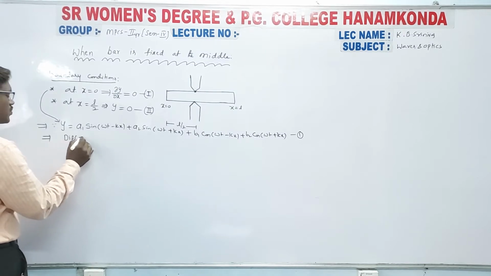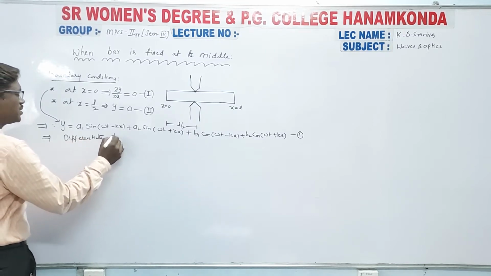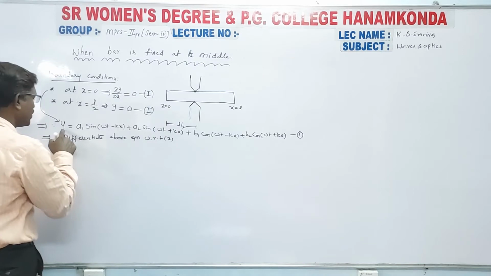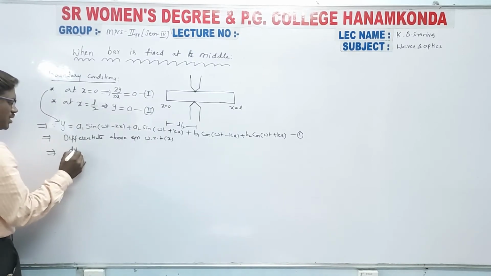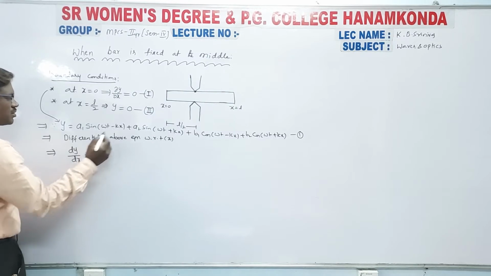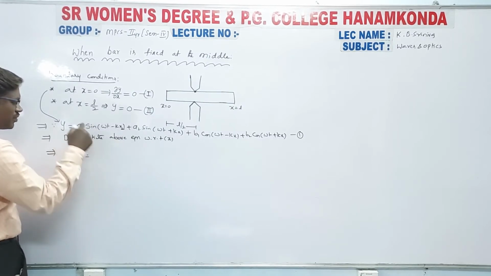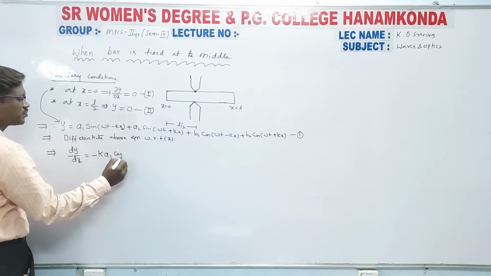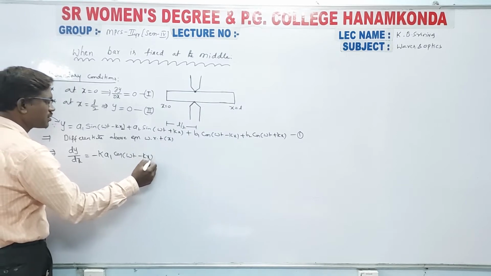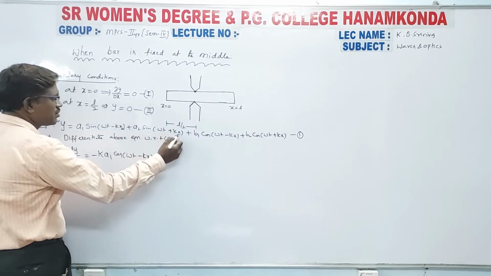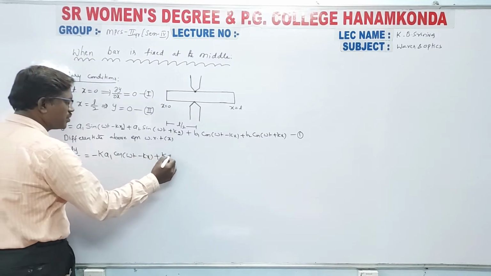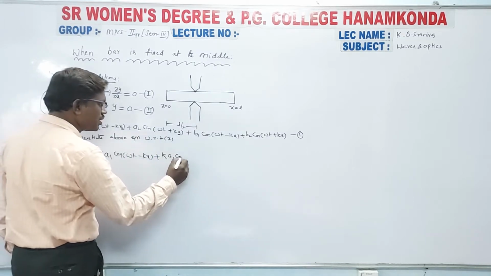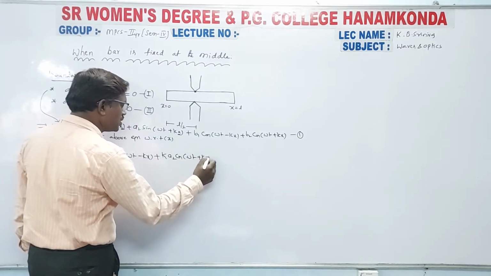Differentiate the above equation with respect to x. When y is differentiated with respect to x, it becomes dy by dx. With respect to x, minus k comes before the equation: minus k a1 cos(omega t minus kx). Coming to the second term, what is the coefficient of x? Again k. So k comes before the equation: k a2 cos(omega t plus kx).